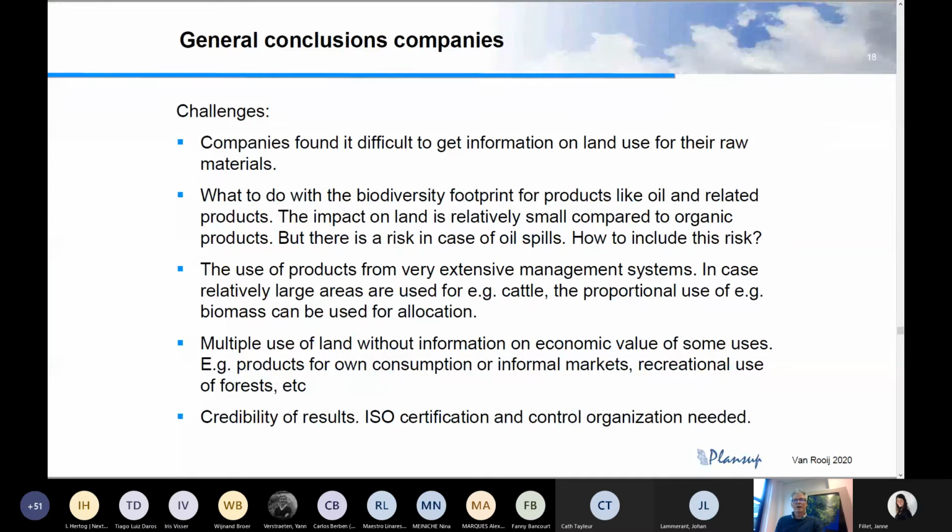And then the credibility of ISO certification is very important, and that's not done yet for this, but maybe there will be an institute who can do this. Next slide, please.